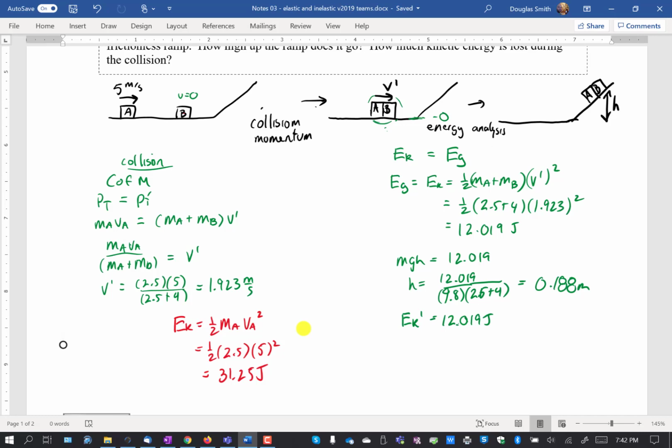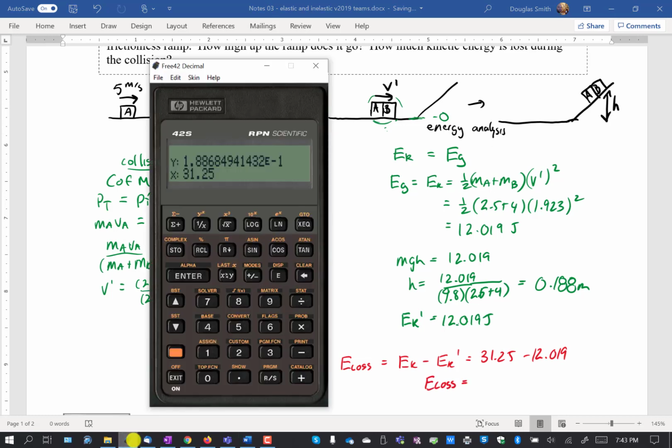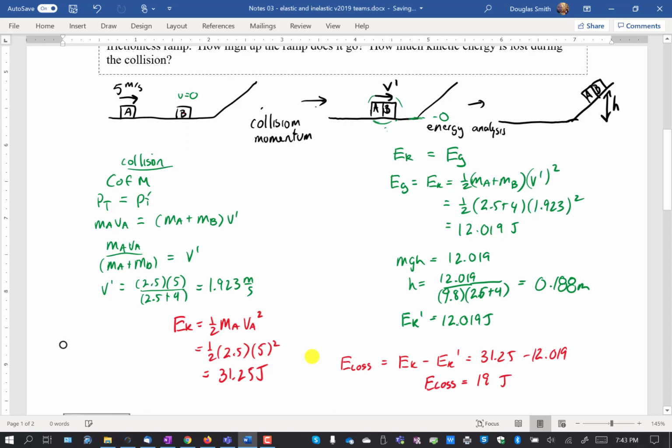And so we have a lot of energy loss actually. E loss is equal to EK minus EK prime. So 31.25 minus 12.019. So it lost like 19 joules of energy during the collision. So a lot of vibration, essentially.